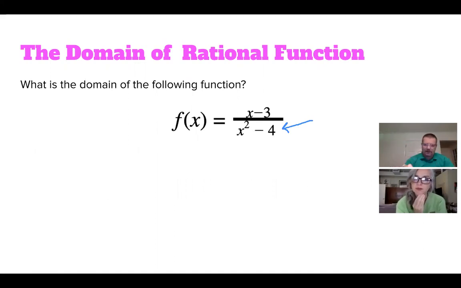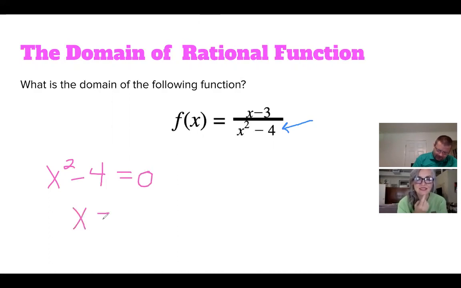Okay, so let's find the denominator's zeros. I'm going to take x squared minus 4. I think I know how to do this one. That's going to give me x equals plus or minus 2, right? So remember, guys, we're actually saying in this function, x squared minus 4 can't be 0.